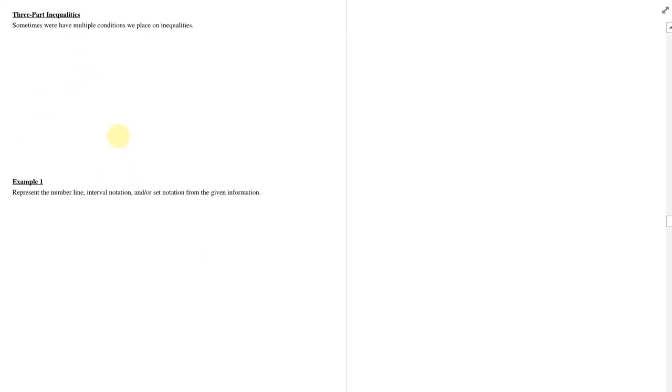So now I want to show you what to do with a 3-part inequality, just so we get all of this out there in the open. So here's what a 3-part inequality would look like. Let's say I've got something like this: negative 3 is less than x, which is less than or equal to 5.